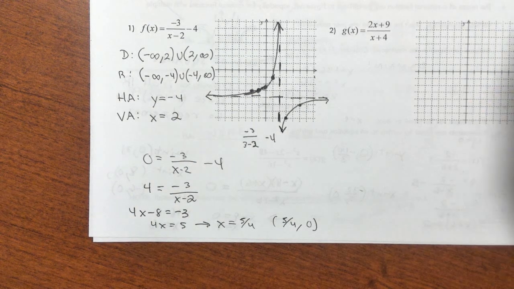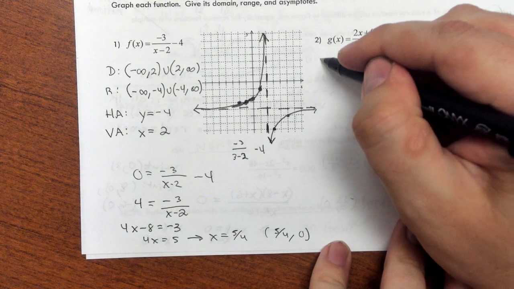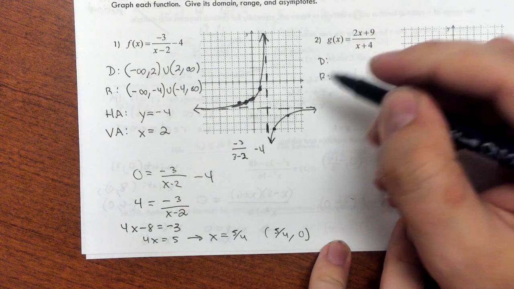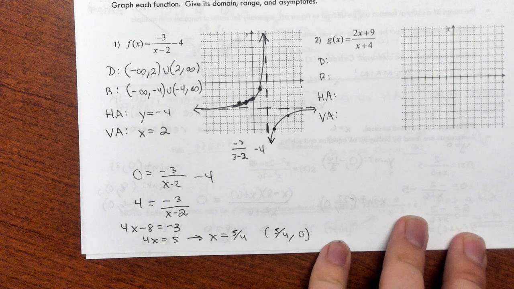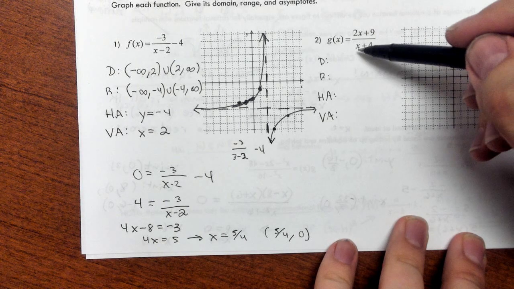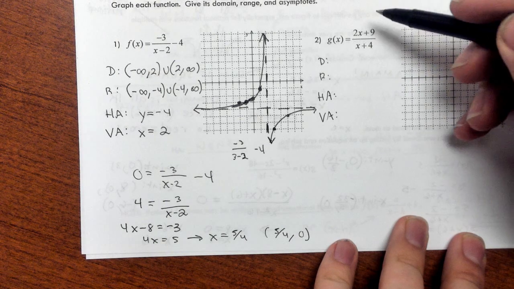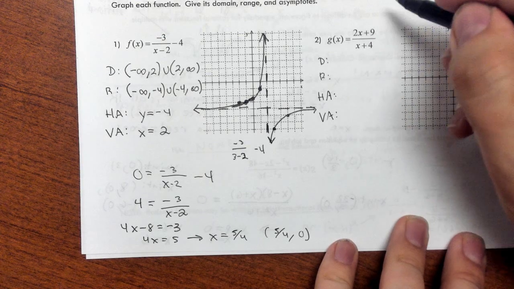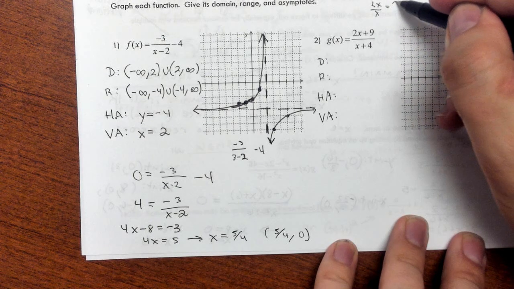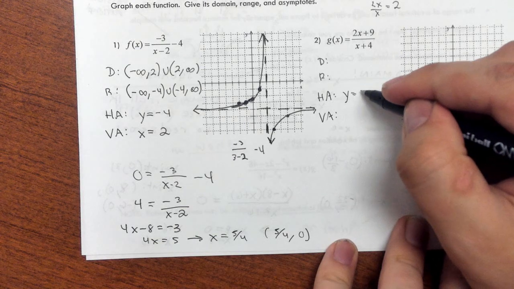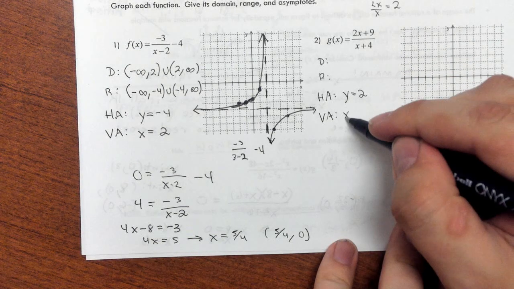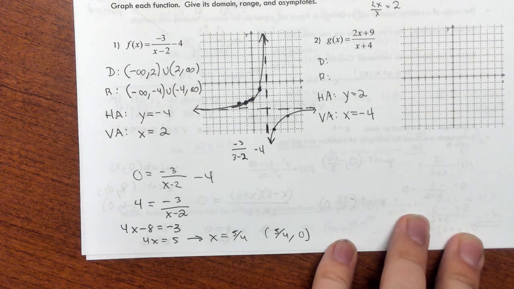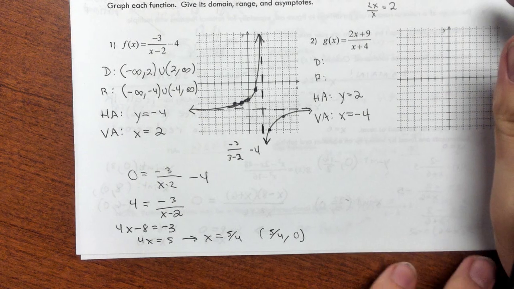Let's take a look at another example. So here, I want to figure out domain, range, asymptotes. So, horizontal asymptote, vertical asymptote. This is not in that nice transformational form. I see 2x over x. 2x over x is essentially 2. So I know my horizontal asymptote, y equals 2. My vertical asymptote, I look in the denominator and x equals negative 4. Should be my vertical asymptote.